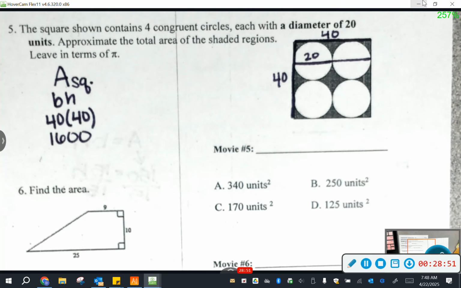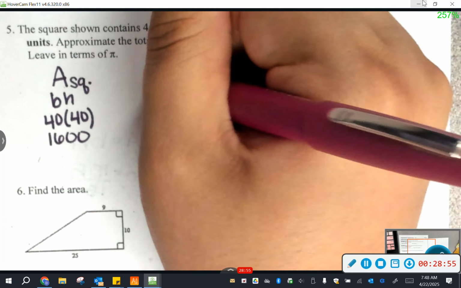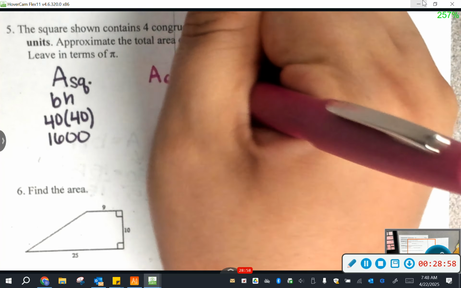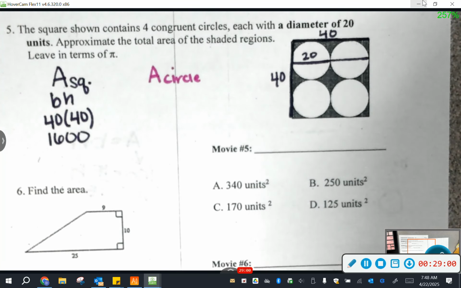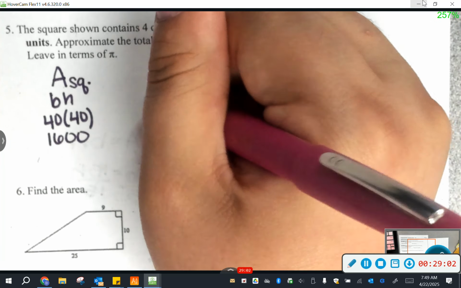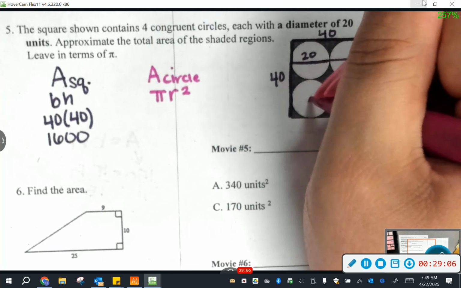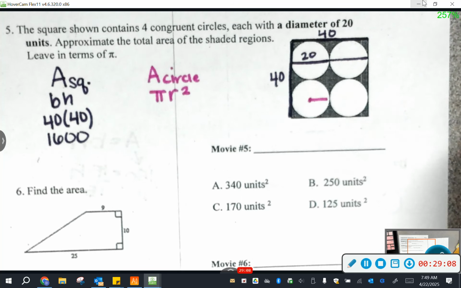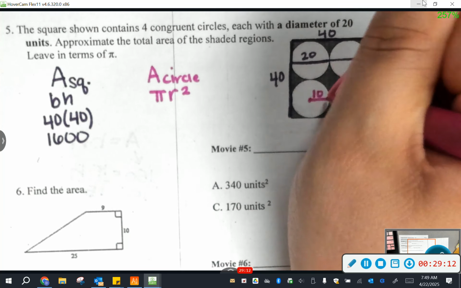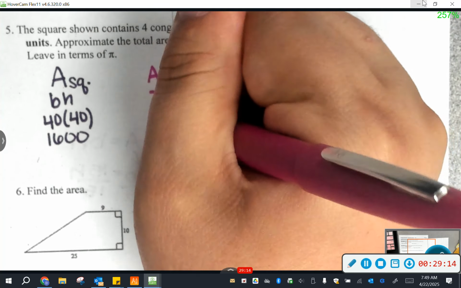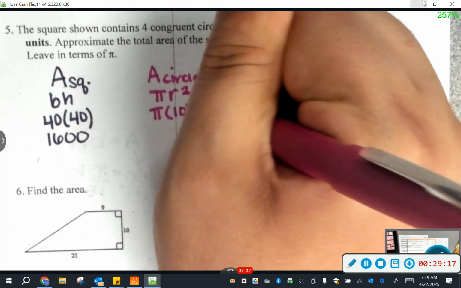1,600. Now what is my smaller shape? Circle. What's the formula for area of a circle? What is my radius for these circles? No, that's my diameter. What's my radius? 10. 20 is the whole thing. The radius is 10.